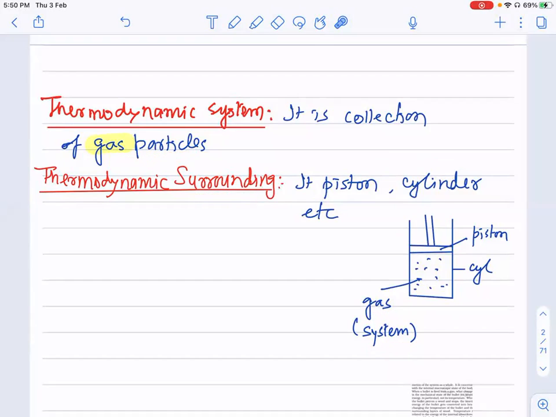जब भी हम बोलेंगे system, it means a collection of a large number of gas particles, that is a thermodynamic system, and piston and cylinder are called the surroundings. Clear? Terms you should remember. System means only gas, not the piston, not the cylinder. Piston and cylinders are the surroundings. These two terms will again and again repeat. You should know the meaning of that. Okay?